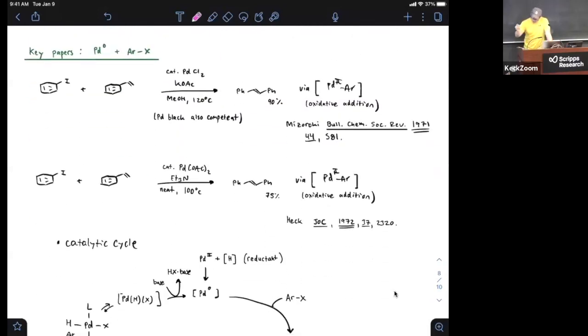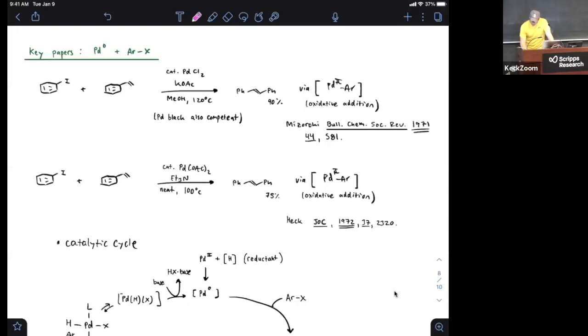I think what really propelled this field to new heights was the recognition that you could generate aryl palladium species by yet another way, and that is by oxidative addition of low valent palladium, specifically palladium-0, into now a carbon electrophile, an aryl halide. And so in papers published in close succession by Mizuroki and then Heck, this mode of reactivity was laid out.